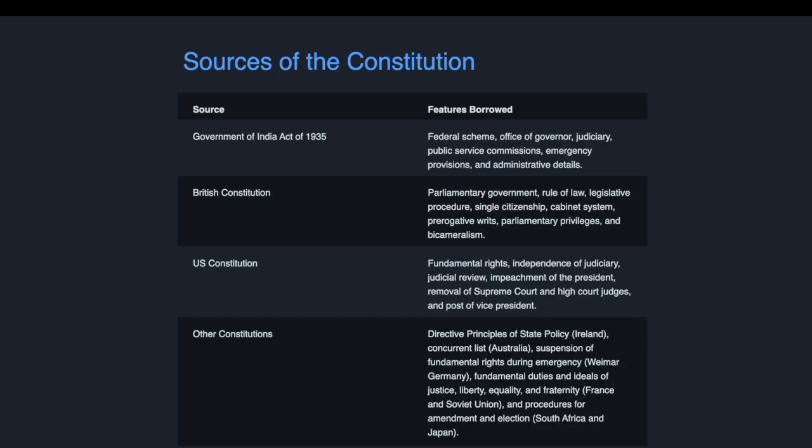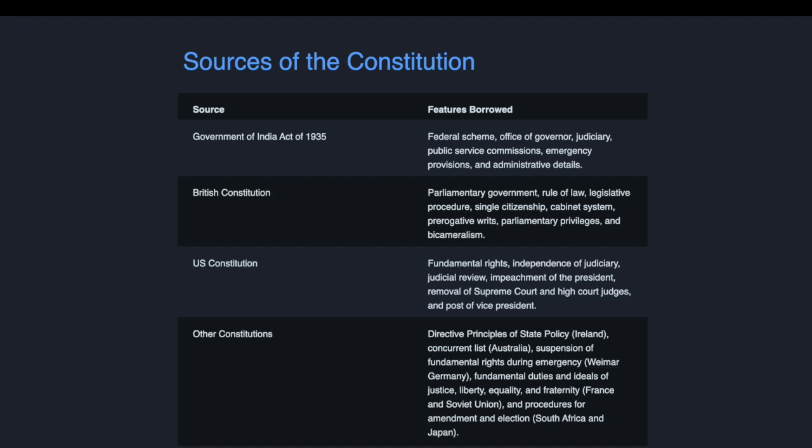Now we will see some of the sources of the constitution. So from the Government of India Act of 1935, the constitution borrowed the following features: federal scheme, office of governor, judiciary, public service commission, emergency provisions, and administrative details. From British constitution, parliamentary government, rule of law, legislative procedure, single citizenship, cabinet system, prerogative rights, parliamentary privileges, and bicameralism. From US Constitution, fundamental rights, independence of judiciary, judicial review, impeachment of the president, removal of Supreme Court and High Court judges, and post of vice president.